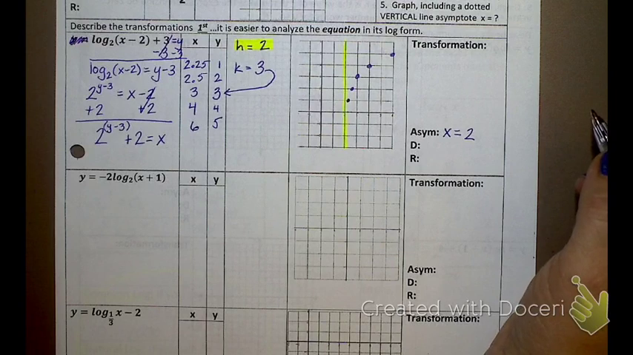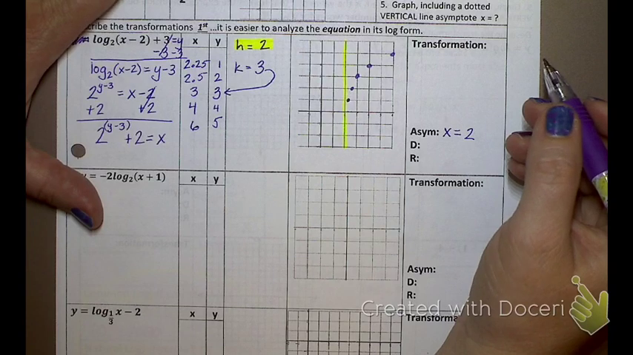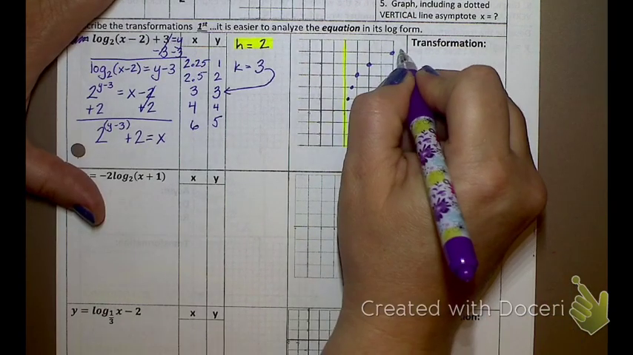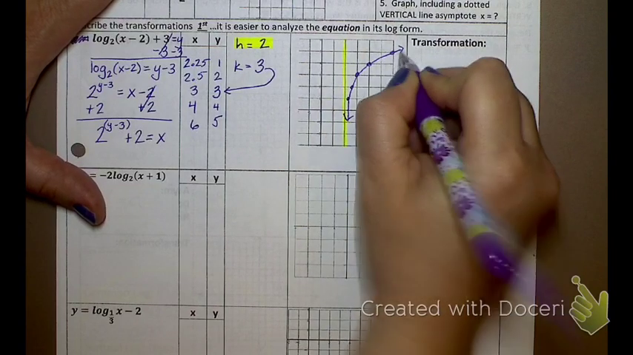That's the funkiest part of this. But do you see how it's never going to cross my asymptote? Hooray! Because we don't want it to touch your asymptote, or to cross your asymptote, I should say.